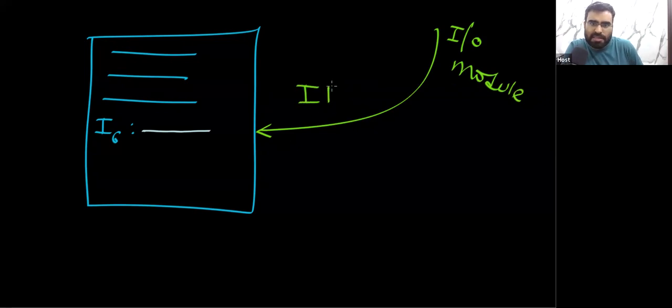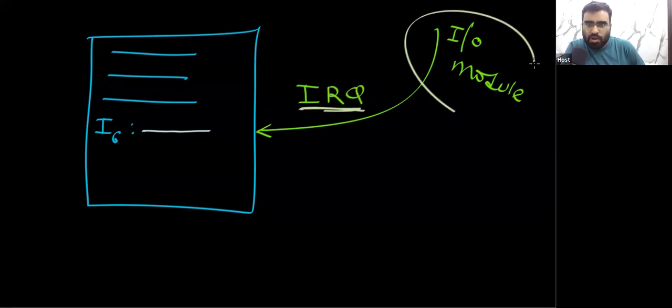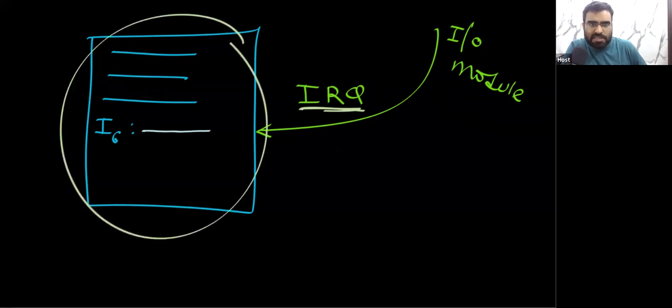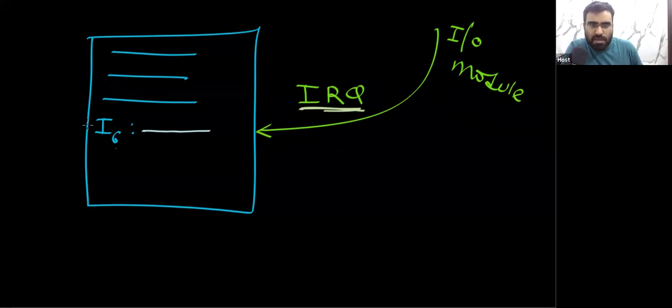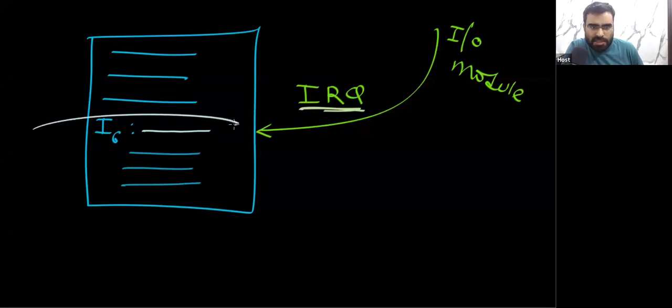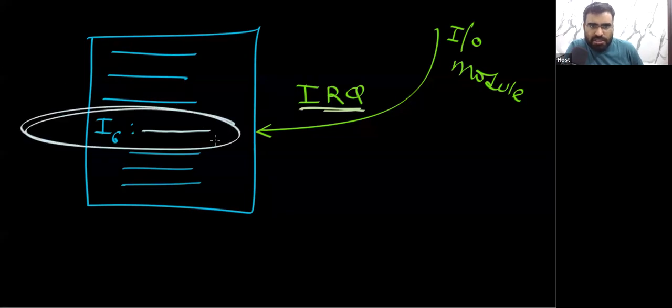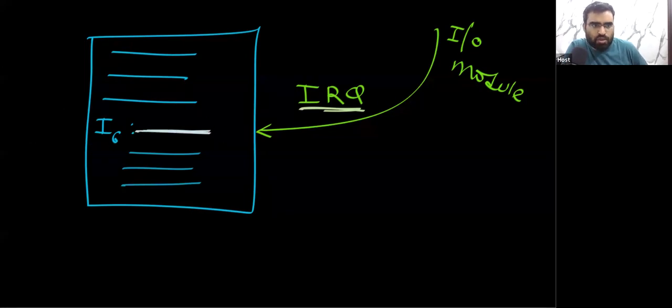The interrupt request signal, IRQ, has come. The I/O module is sending the interrupt request signal to the processor. But remember, the processor is already executing some other program. Let's assume that during the execution of instruction I6, the interrupt signal has come. Now what will the CPU do? Remember, the CPU will at least finish this instruction.